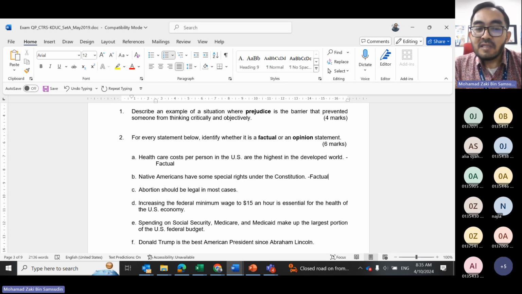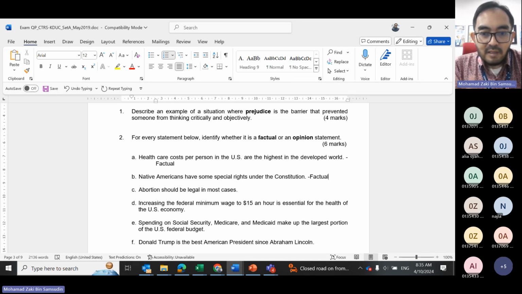How do you change this sentence to become an opinion statement? So it becomes an opinion statement kalau you kata Native Americans should have more rights under the Constitution. Should tu maknanya perlu ada atau sepatutnya ada. Itu dah jadi argument lah. So itu opinion. So dia bukan lagi berbentuk factual sebab kita argue for something yang belum ada, sesuatu yang tidak ada dia punya data atau bukti. So kita cuba beri pendapat, opinion.